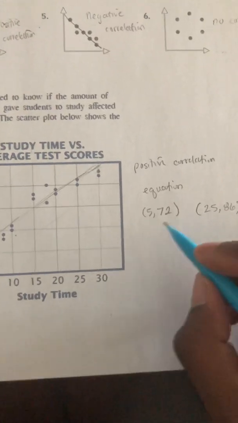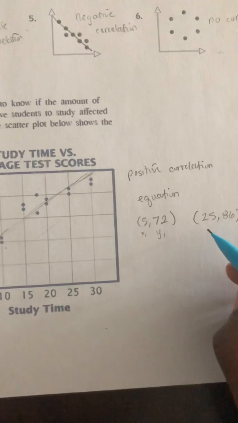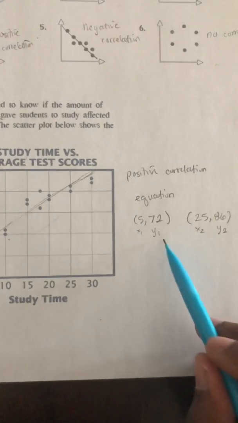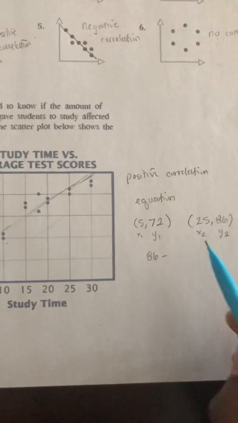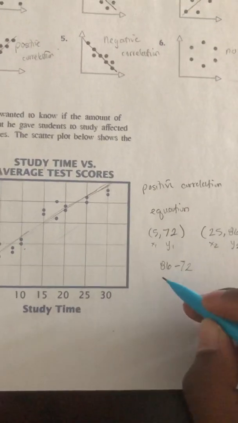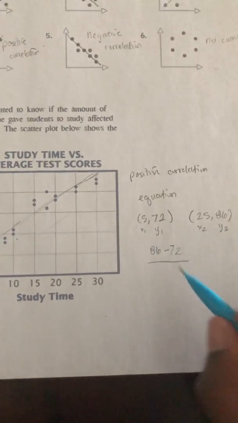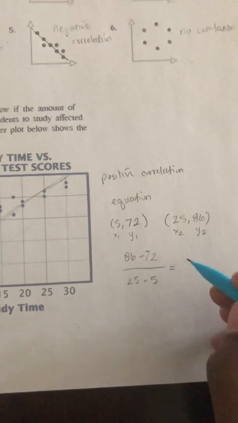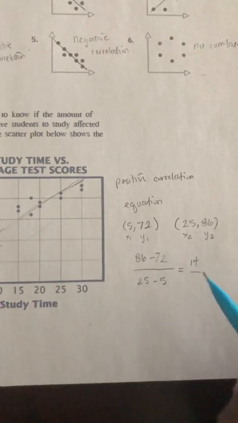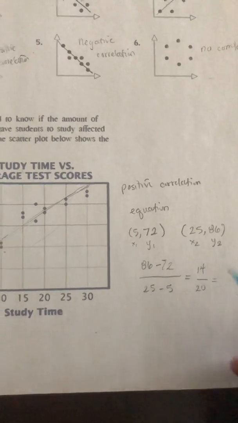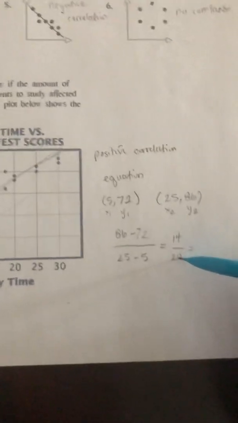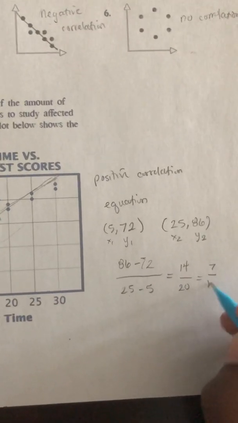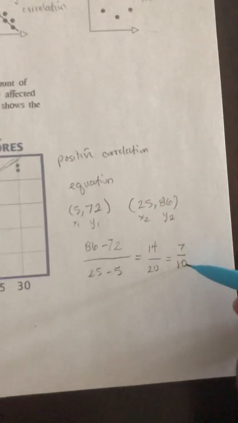So finding our slope, here's your x1, y1, x2, y2, and then from here, find your slope, do the y2 minus y1, so 86 minus 72. And then on the bottom, x2 minus x1, so 25 minus 5. So 86 minus 72, I think that's 14. And then 25 minus 5 is 20. So 14 over 20, we can reduce that. So divide that by 2, that's 7. Divide this by 2, and that's 10. All right, so 7 over 10 is what it will reduce to.